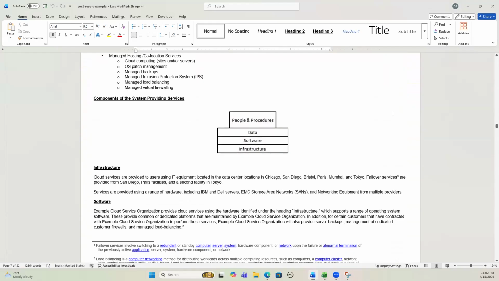Look at this. The vendor has named specific data center locations.